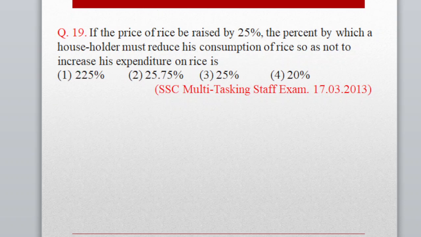Now here, if the price of a commodity be raised by R percentage, then the percentage reduction in its consumption so as not to increase the expenditure is R divided by 100 plus R into 100, whole percentage.